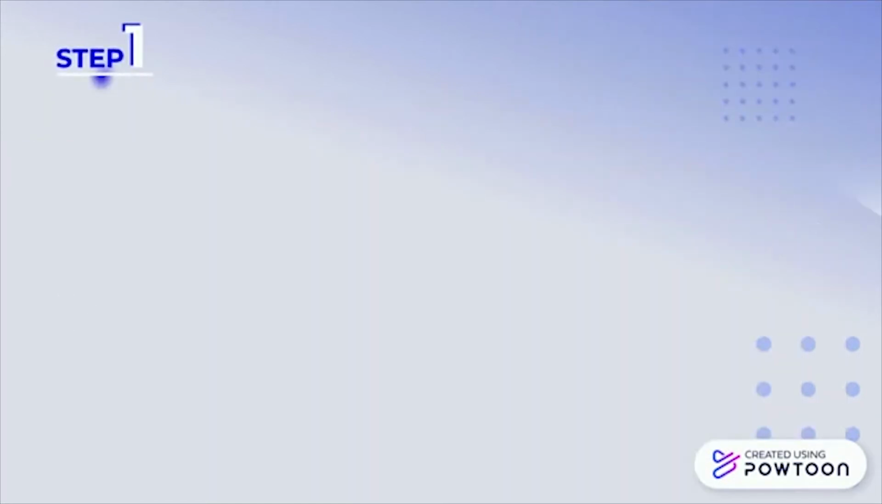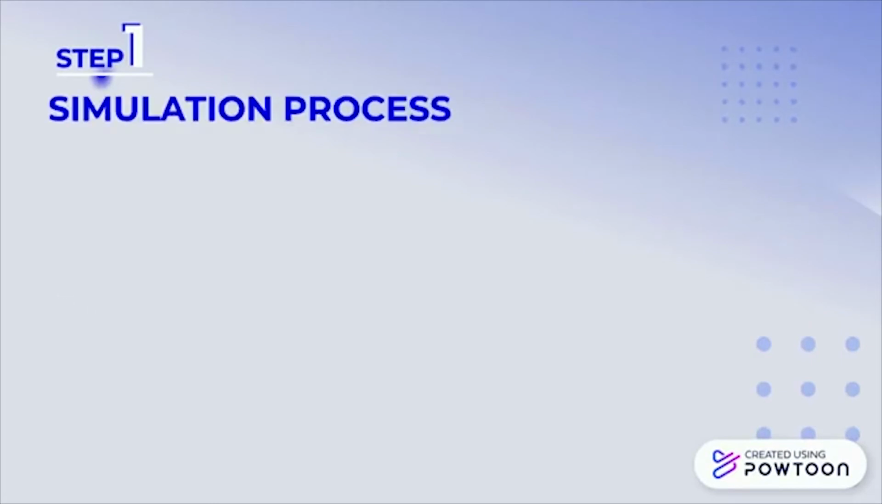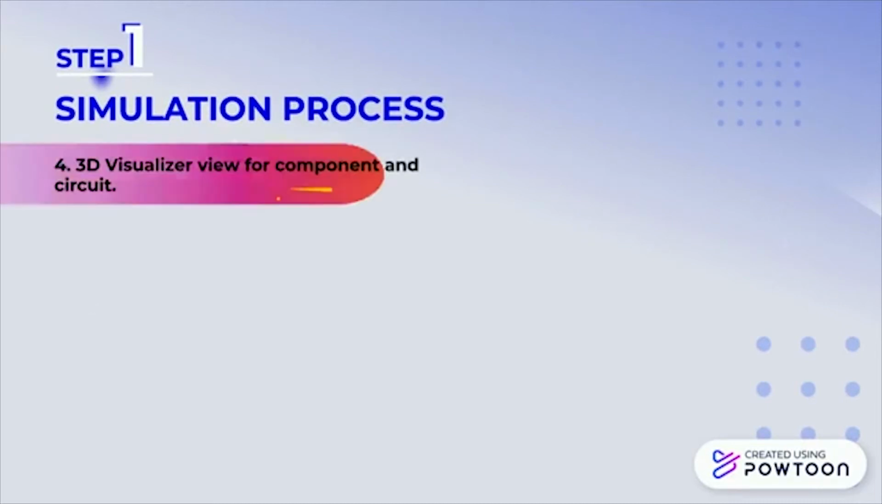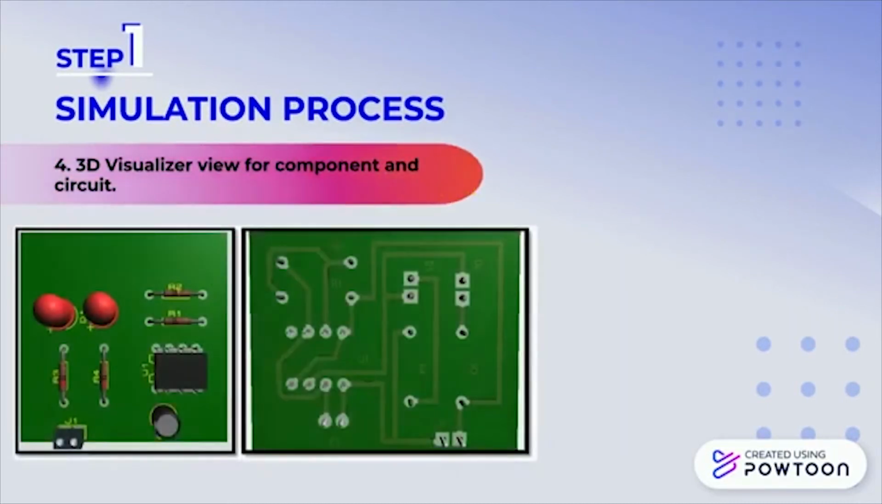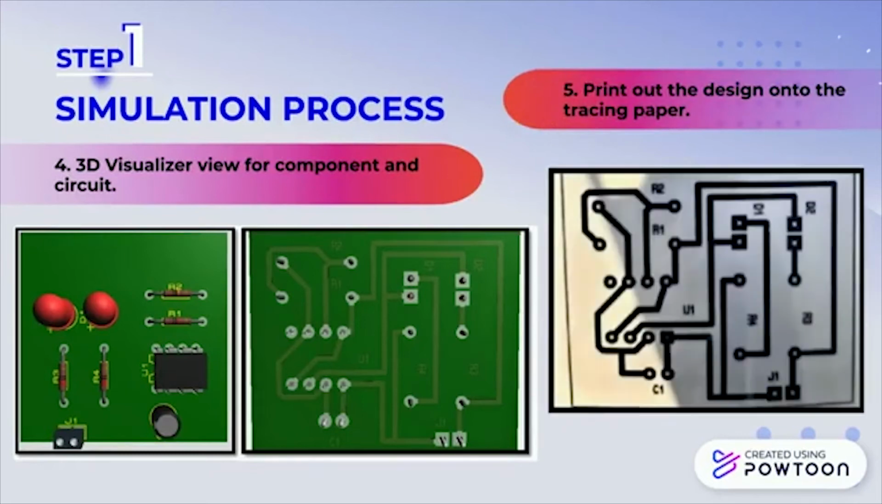After a successful run on the PCB layout, we could view the connections on a 3D visualizer where we could see the resistors, capacitors, IC and LEDs from every angle, 360 degrees. And then we must print out the design onto a tracing paper.